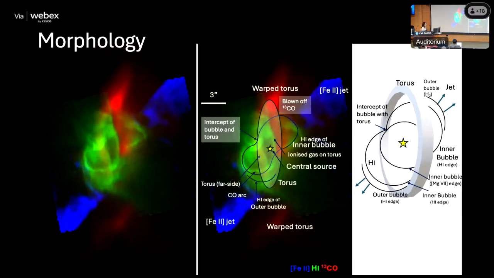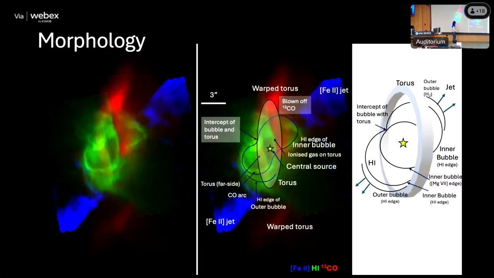What's going on in this object is really tricky, so I have to explain a little bit carefully. In this image, the hydrogen recombination line is green, iron 2 is blue, and ALMA 13CO is red. ALMA 13CO traces here, and also there's a big faint one. I don't know if you can see, but this is the so-called torus, rotating around here.